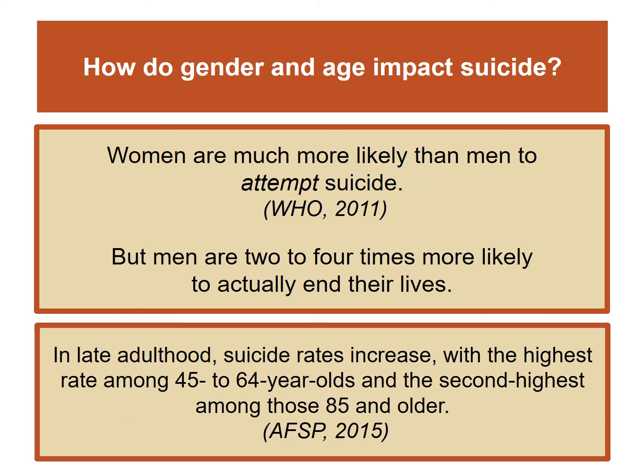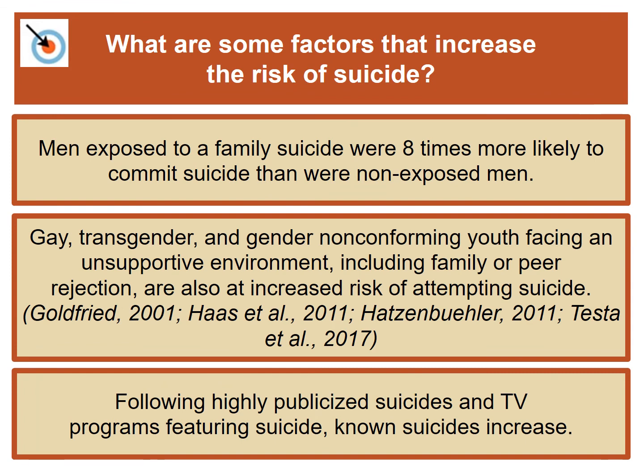How do gender and age impact suicide? Women are more likely than men to attempt suicide, but men are 2 to 4 times more likely to actually end their lives. In late adulthood, suicide rates increase, with the highest rate among 45 to 64-year-olds, and the second highest among those 85 and older. Men exposed to a family suicide were 8 times more likely to commit suicide than were non-exposed men. Gay, transgender, and gender non-conforming youth facing an unsupportive environment, including family or peer rejection, are also at increased risk of attempting suicide. Following highly publicized suicides and TV programs featuring suicide, known suicides increase.